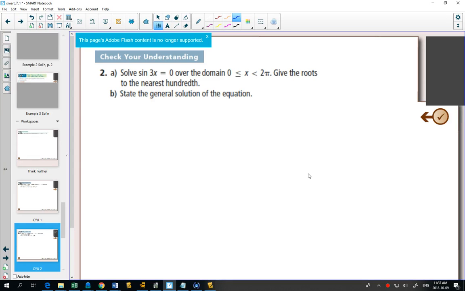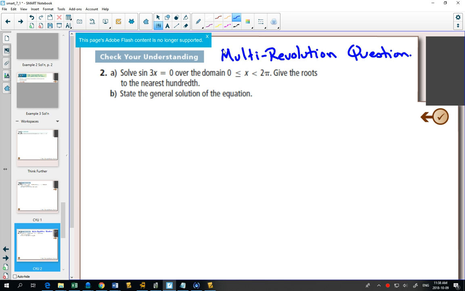Example 2 is another major type of question that I give a name. I call these multi-revolution questions, because now we have to combine what we know about solving between 0 and 2 pi and horizontal compressions together. So we need to solve sine of 3x equals 0 over the domain from 0 to 2 pi.